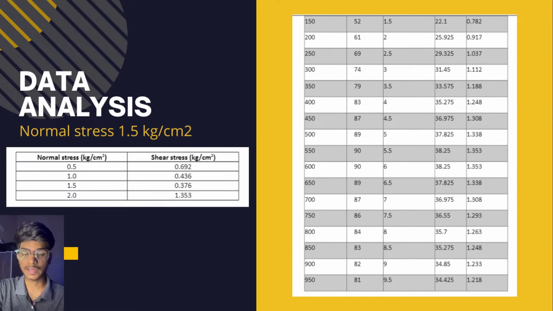So you can take a look. I have inserted a small table under the title. For the normal stress of 0.5 kilogram, the shear stress will be 0.692, and for the normal stress of 1.0 it will be 0.436, and for 1.5 it will be 0.376, and for 2.0 it will be 1.353 kilograms per centimeter square.